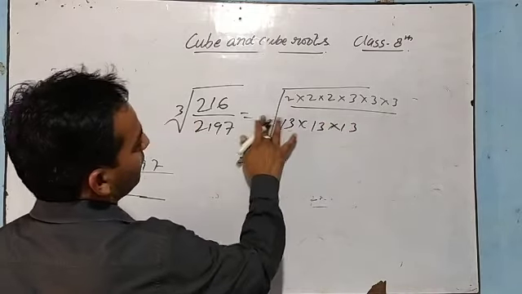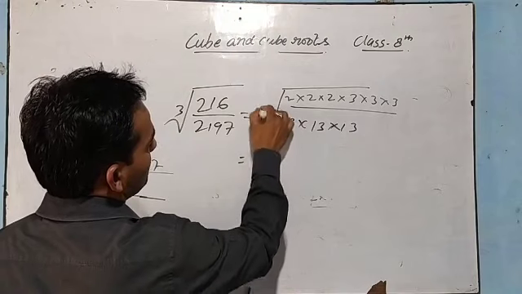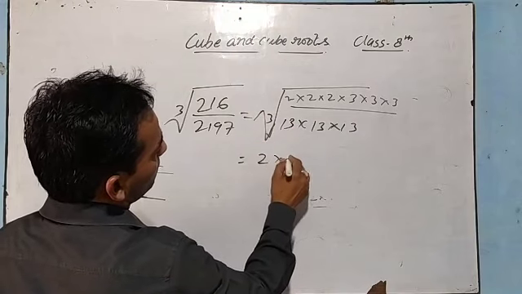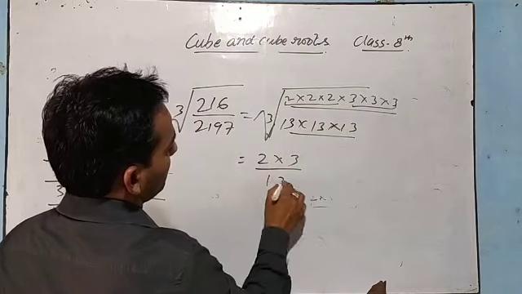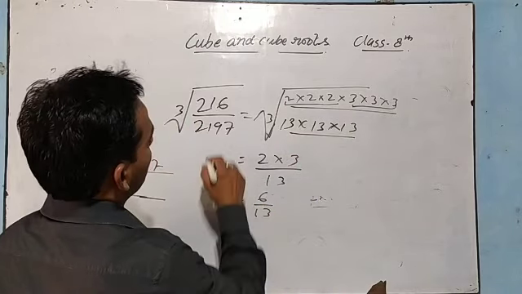So the cube root sign will be inside this. So the answer will be 2 multiplied by 3, because a triplet of 2, a triplet of 3, and a triplet of 13. So 6 upon 13 will be the answer of this.